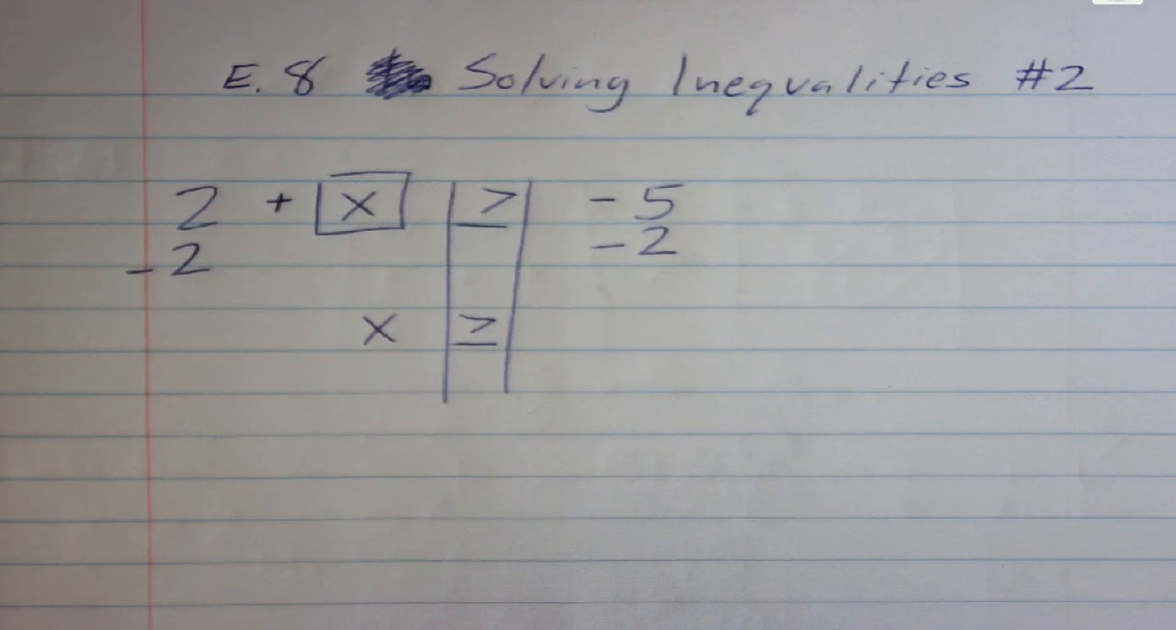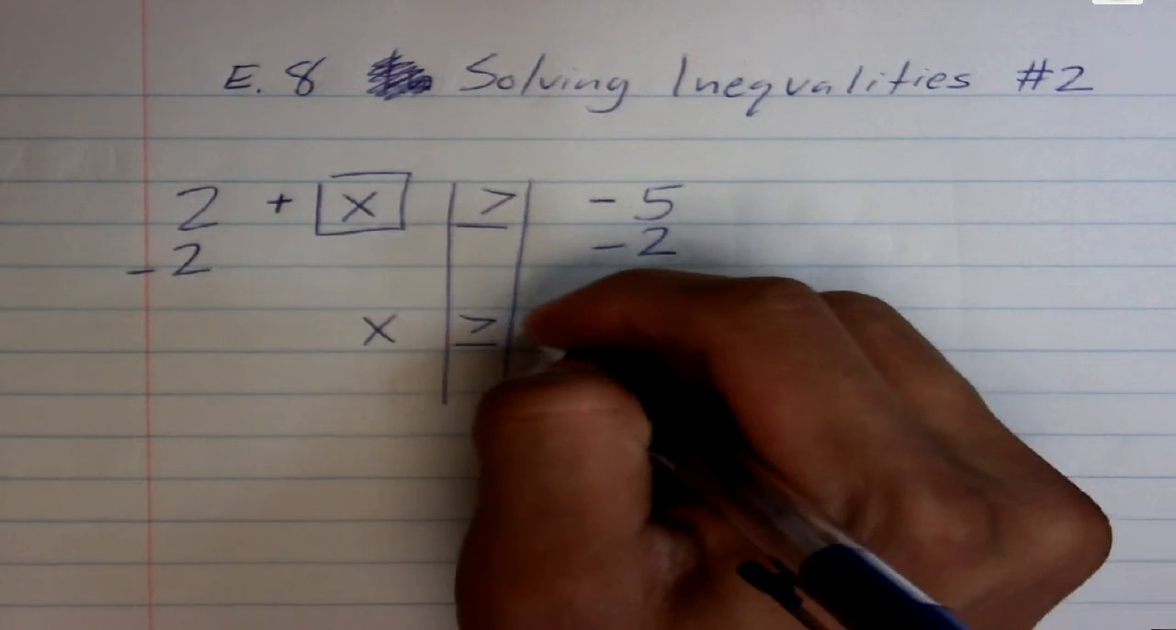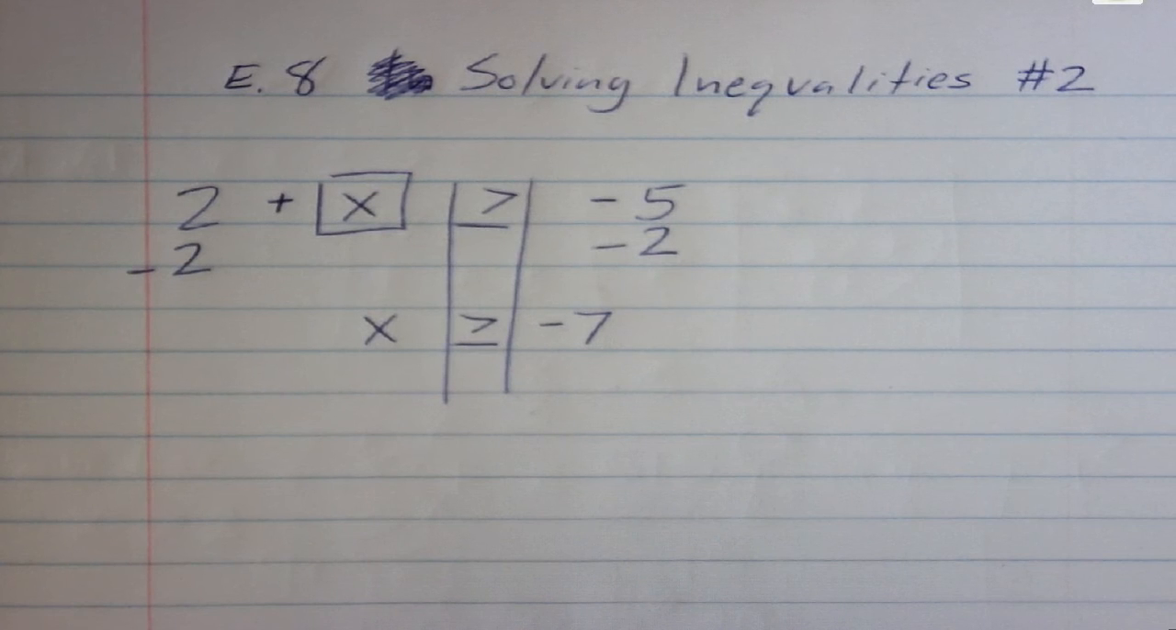What would that be? I have 5 negatives and 2 negatives. Put them all together. I have 7. I have 5 negatives and I have 2 negatives. Negative 7. Okay? So I have my answer as x is greater than or equal to negative 7.